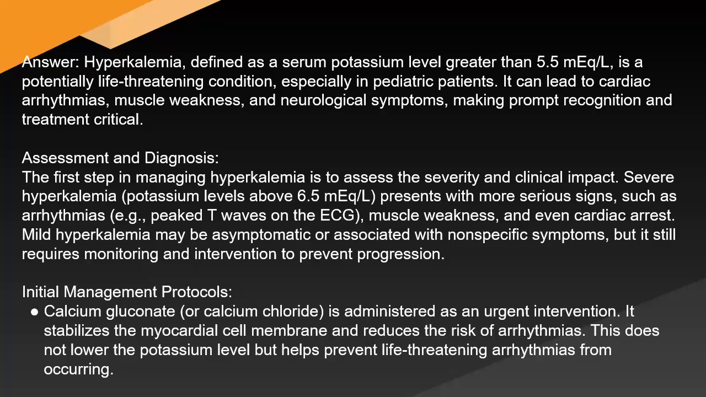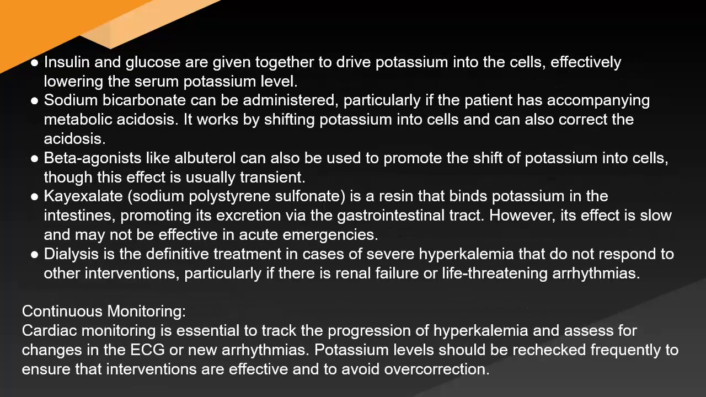Initial management protocols. Calcium gluconate or calcium chloride is administered as an urgent intervention. It stabilizes the myocardial cell membrane and reduces the risk of arrhythmias. This does not lower the potassium level but helps prevent life-threatening arrhythmias from occurring. Insulin and glucose are given together to drive potassium into the cells, effectively lowering the serum potassium level. Sodium bicarbonate can be administered, particularly if the patient has accompanying metabolic acidosis. It works by shifting potassium into cells and can also correct the acidosis.